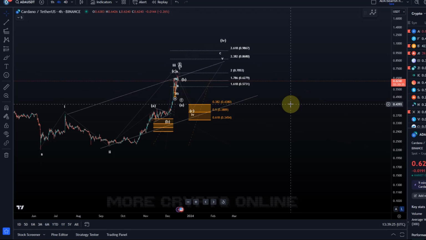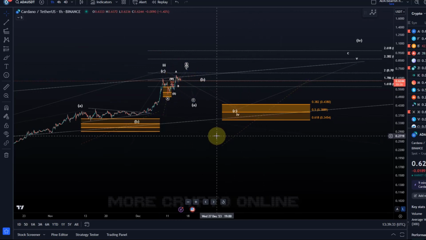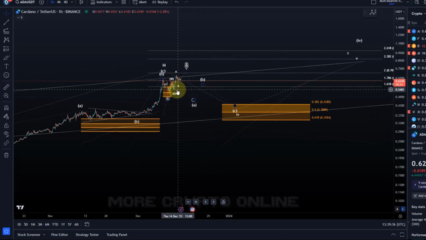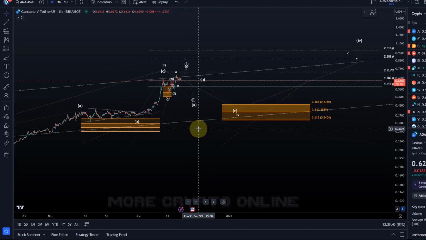Overall, this is a 5 wave structure in a diagonal. Bottom line, we still expect higher prices, but we are on high alert for a potential pullback. But we will not assume that a top is formed until we see at least a break below that 54 cent level. That's my update about ADA.